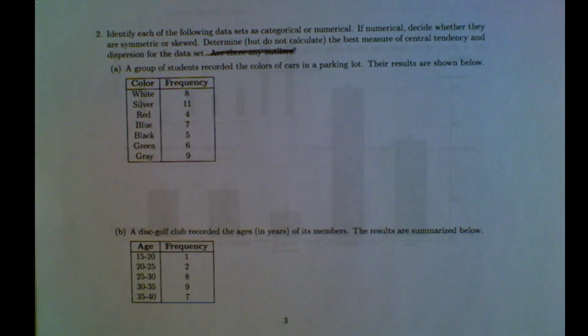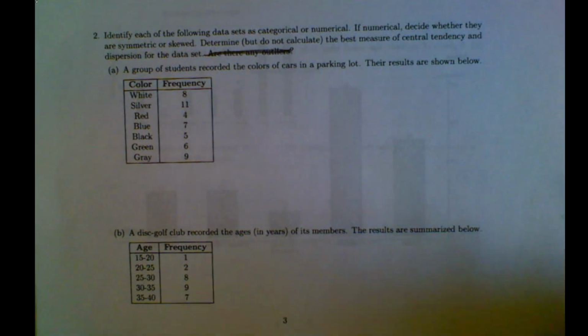Number 2 here says, identify each of the following data sets as categorical or numerical. If numerical, decide whether they are symmetric or skewed. And then it says, determine but do not calculate, the best measure of central tendency and dispersion for the data set. Measure of central tendency is another way to say measure of center, and measure of dispersion is another way to say measure of spread.